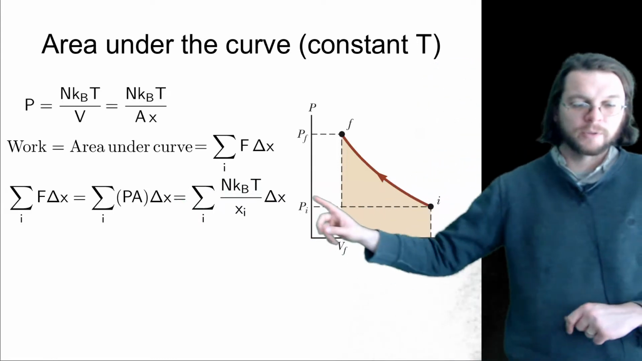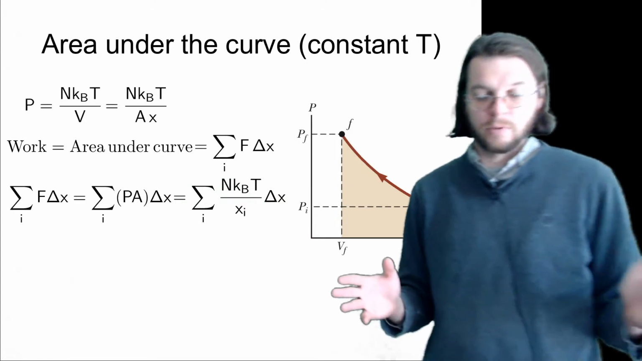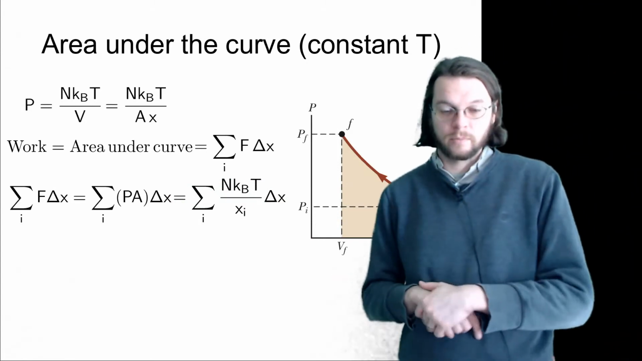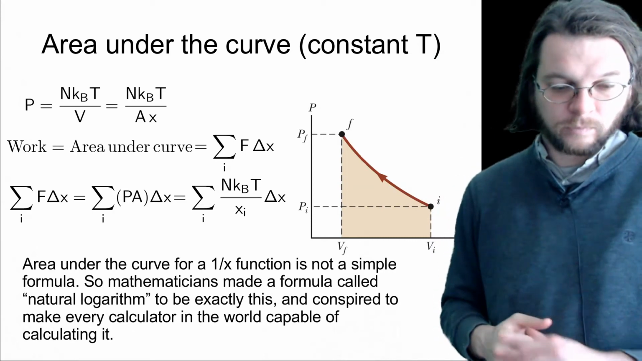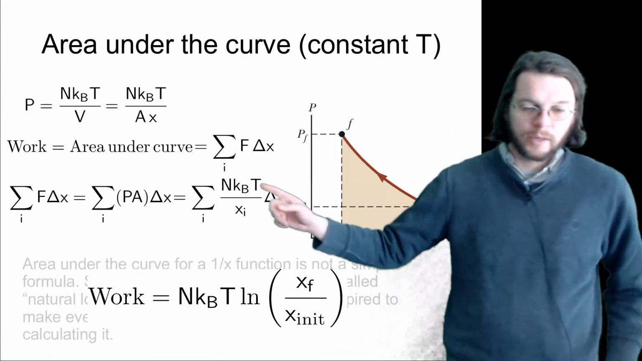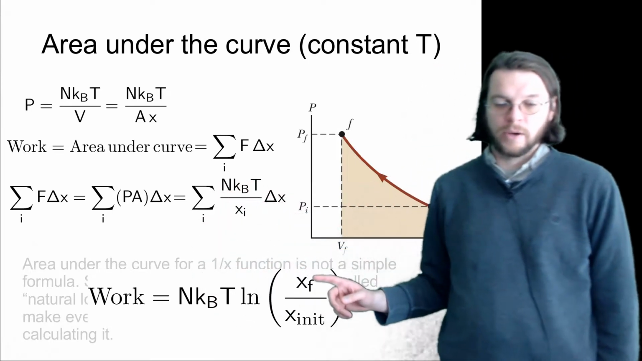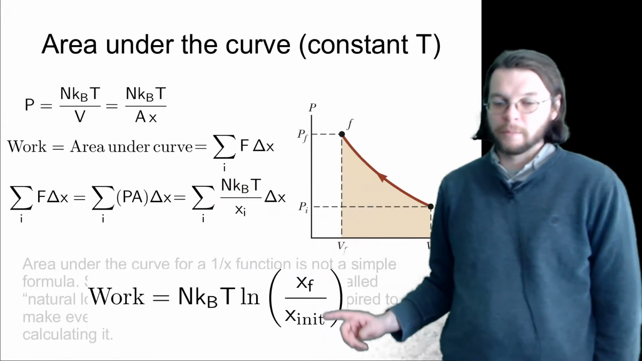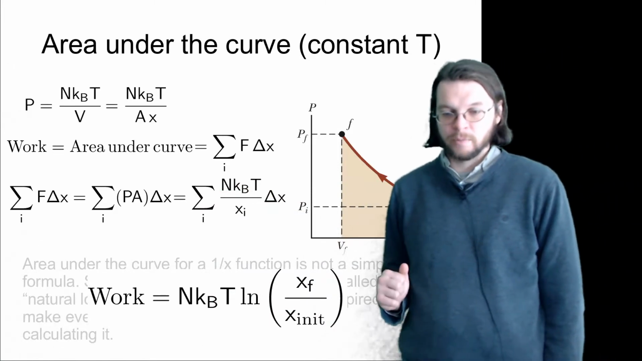But you're going to end up with some sort of integral of dx over x, which, if you know from your calculus classes, is natural log. So you end up with this sort of a thing. Again, this is a constant that goes out front. You end up with the natural log of the final position of the plunger divided by the initial position of the plunger. And we can make this a little bit more general.